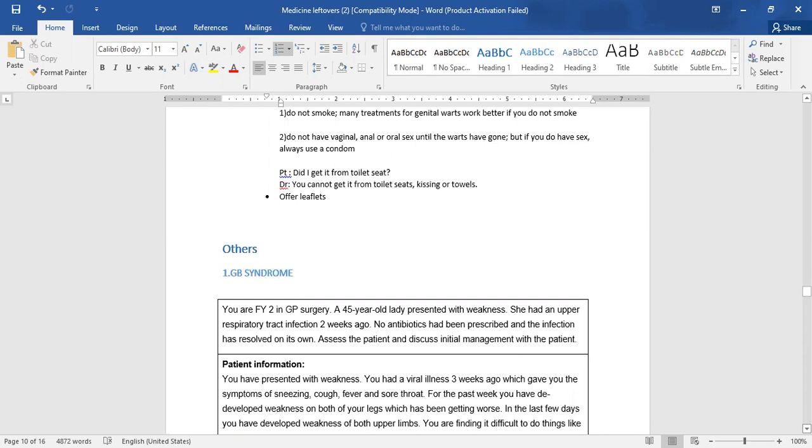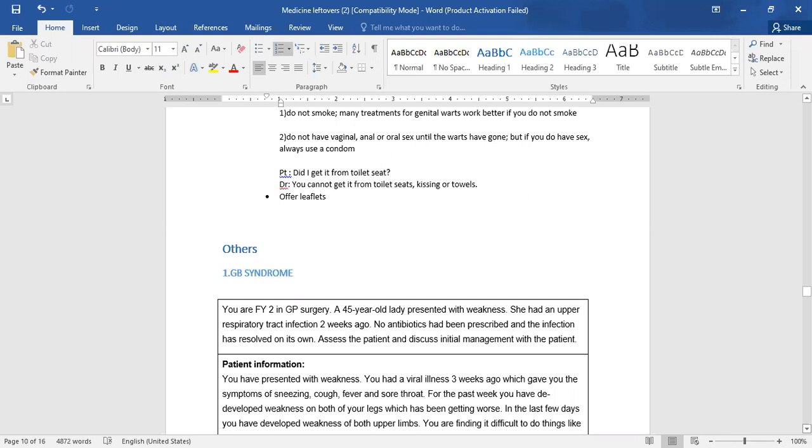So you might get an idea that these are not difficult at all. You just have to cover a few areas. For example, take the history. Do not miss the sexual history. Do not miss the examination part, otherwise you might not get the findings.